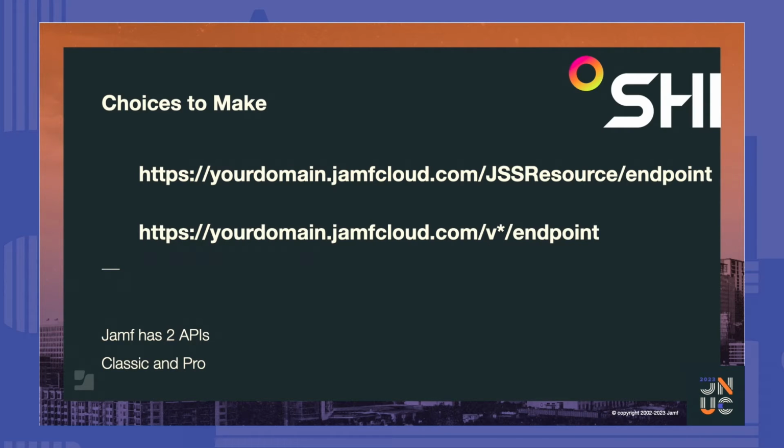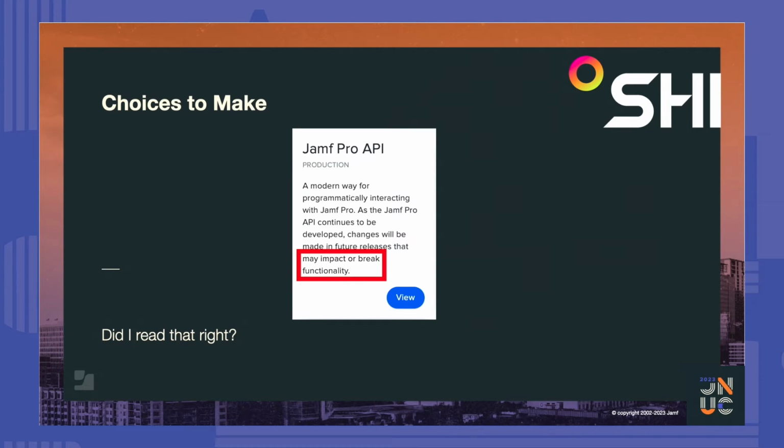And in fact, if you go to Jamf's API landing page, which is your domain, with your Jamf instance /API, you're going to see descriptions about these 2 APIs. And the Pro API says, may impact or break functionality. Yeah, you did read that right. So as much as Jamf is developing this Pro API, it is still not consistent. And it is still, perhaps, will introduce some breaking changes depending on how the endpoints evolve. So for the purposes of this demonstration, for the purposes of this tooling, we're going to stick with the classic API with the exception of one thing, which we'll talk about in a minute.